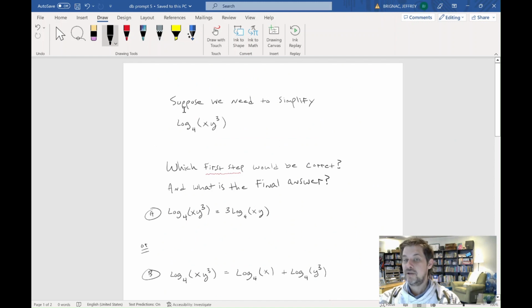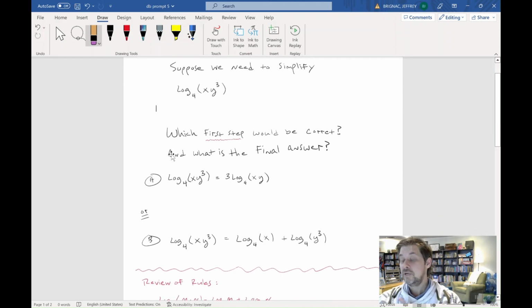Suppose that we need to simplify this specific logarithmic expression. It says log base 4 of x times y to the third power. I want to emphasize that in this expression, the y has the power of 3. The x doesn't have a power at all. If the x were to get the power also, we would write x times y, group parentheses around it, and then write the exponent. But that's not what it says. So the y has the exponent of 3. The x doesn't have an exponent at all, except if you were going to say it had an exponent of 1.